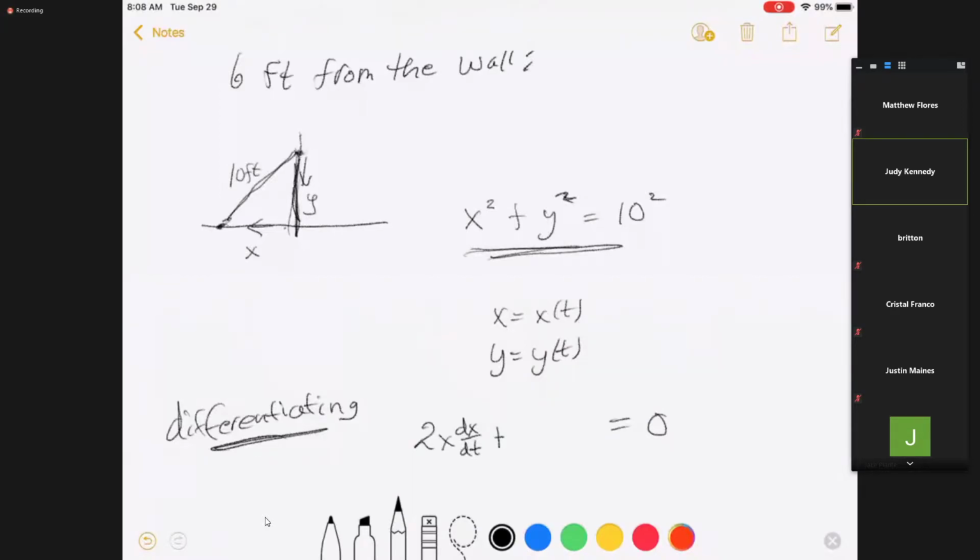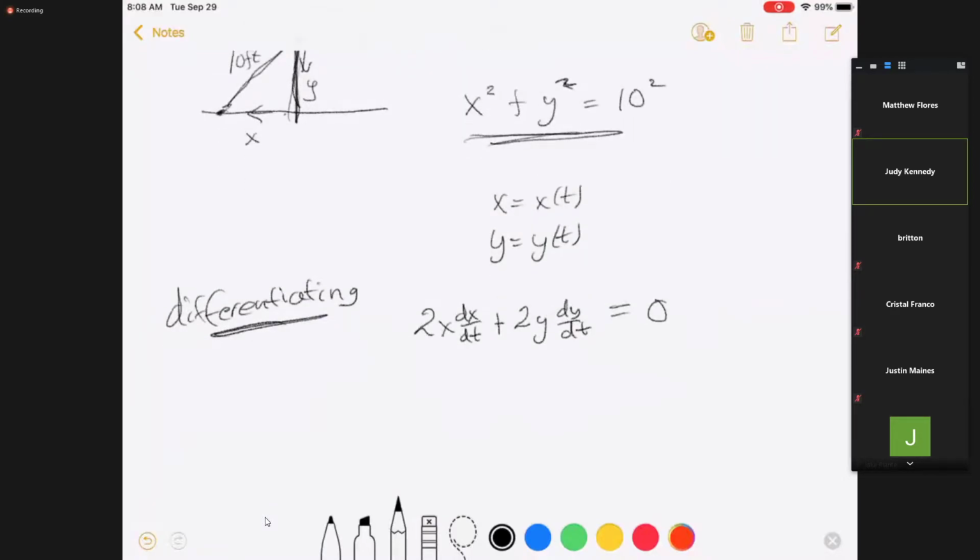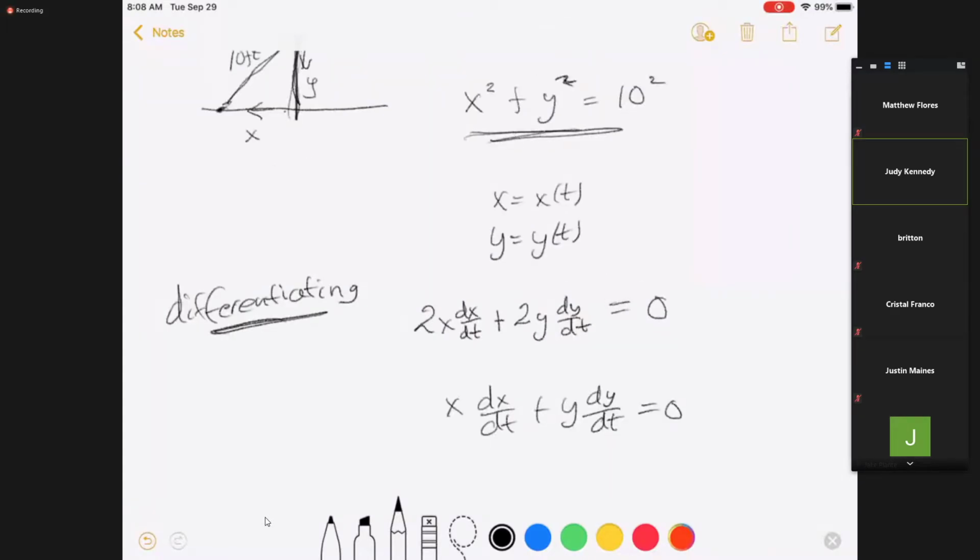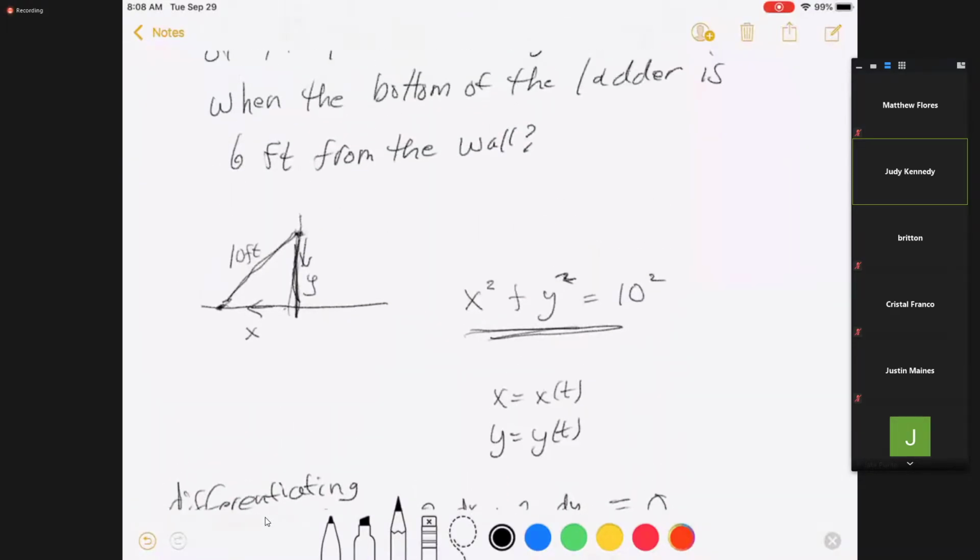Likewise, y is a function, so for y squared, I have to use the chain rule. The derivative of y squared is 2y dy/dt. And let's see, I may as well divide out that 2. That basically gives me the relationship x dx/dt plus y dy/dt is equal to 0. And now I start putting in some other things.